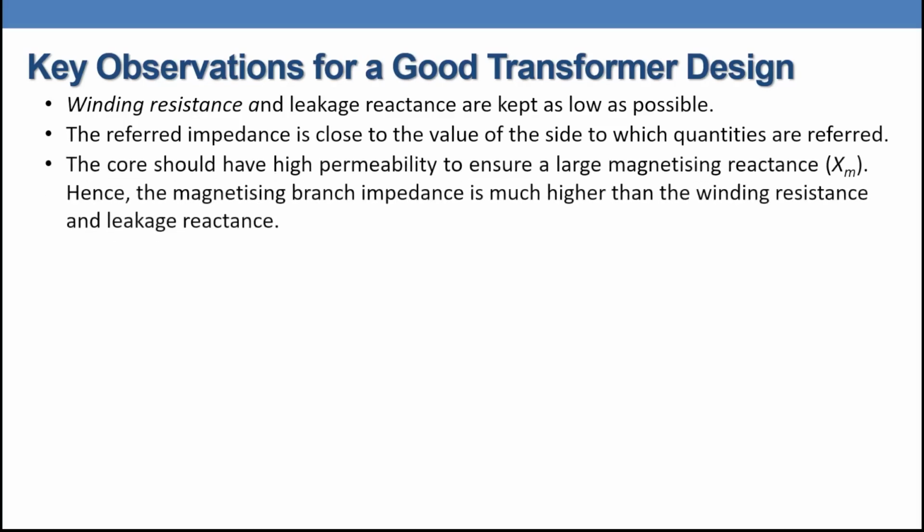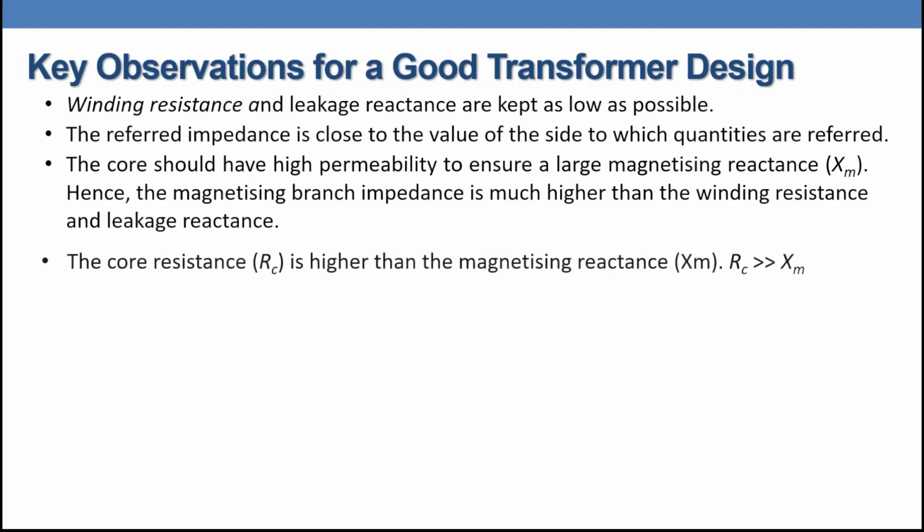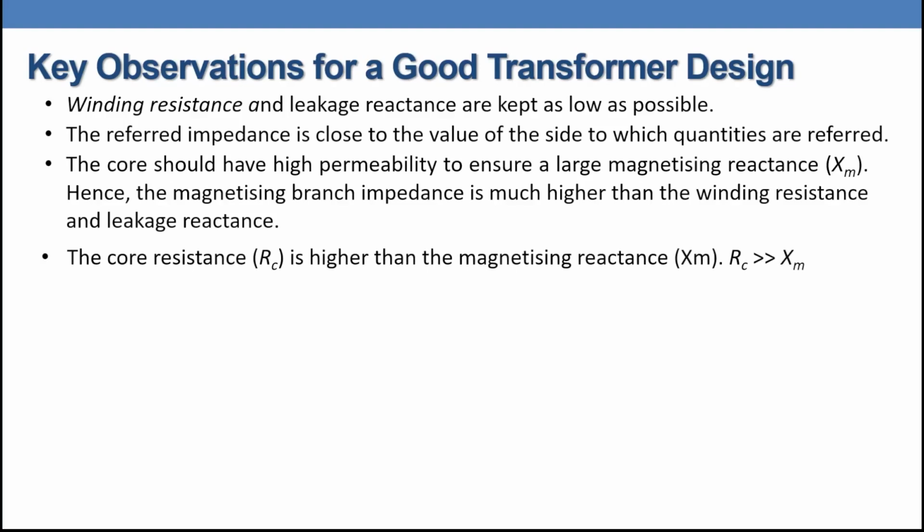The core plays a crucial role. By using a material with high permeability, a large magnetizing reactance is obtained. This makes the magnetizing branch impedance much larger than the winding resistance and leakage reactance. In addition, core resistance is significantly larger than the magnetizing reactance. Together, these core characteristics ensure that the current required to establish the magnetic flux remains relatively small. As a result, the no-load current is predominantly inductive and represents only a small fraction of the full load current.